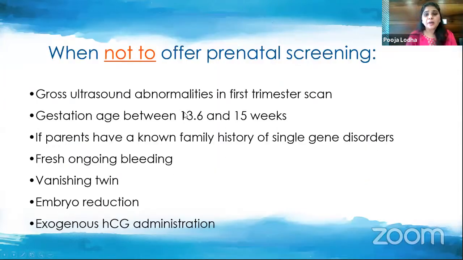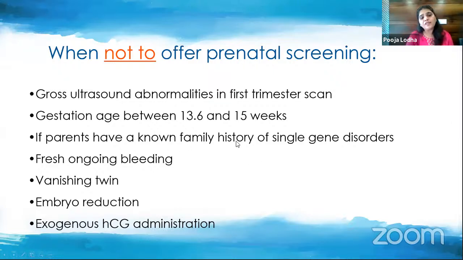When not to offer prenatal screening? When there are gross abnormalities on the ultrasound, there is no use doing a double marker. Gestational age is between 13 plus 6 and 15 weeks. This is a dead time. You can neither do a good scan nor do a biochemistry. So wait for 15 weeks and then go ahead and do the next marker. Of course, NIPT is an exception to this.